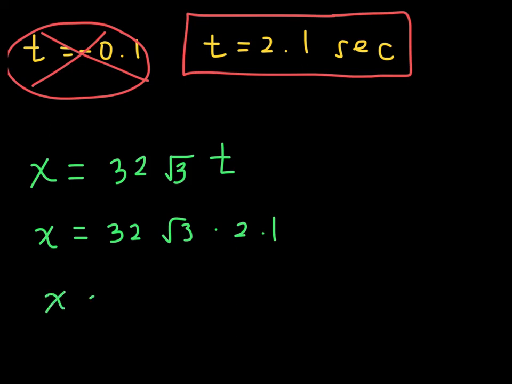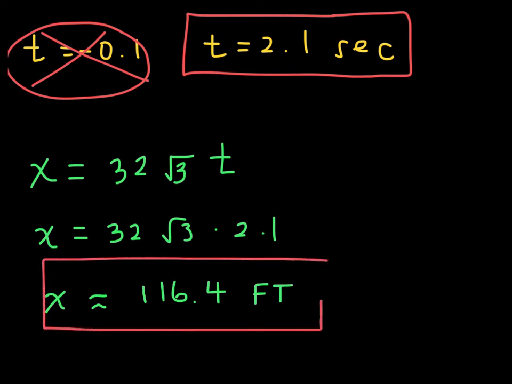And this gives us about 116.4 feet, right? Feet. This is the total horizontal distance that the rocket traveled. So if you want to picture the rocket, actually, let me draw it down here for us. Let me see if I can draw a picture for us.